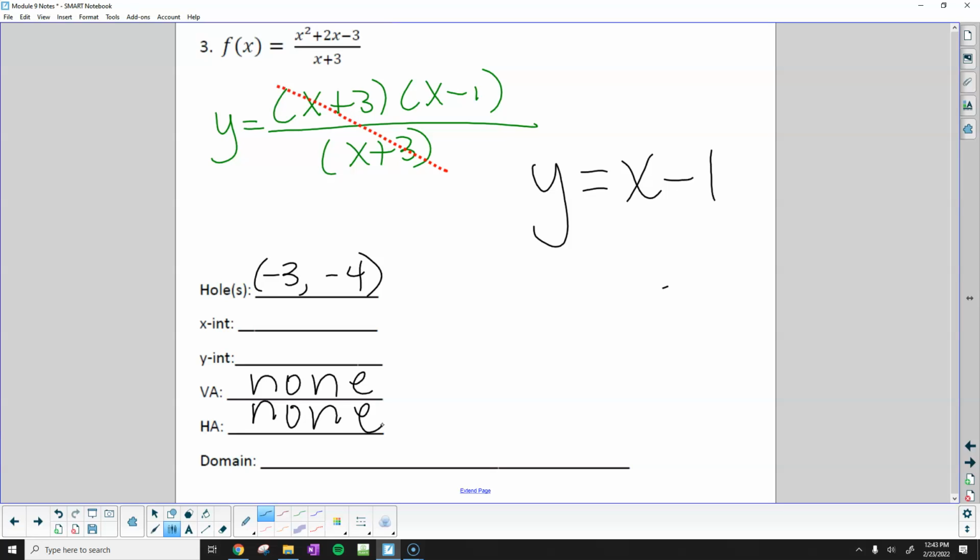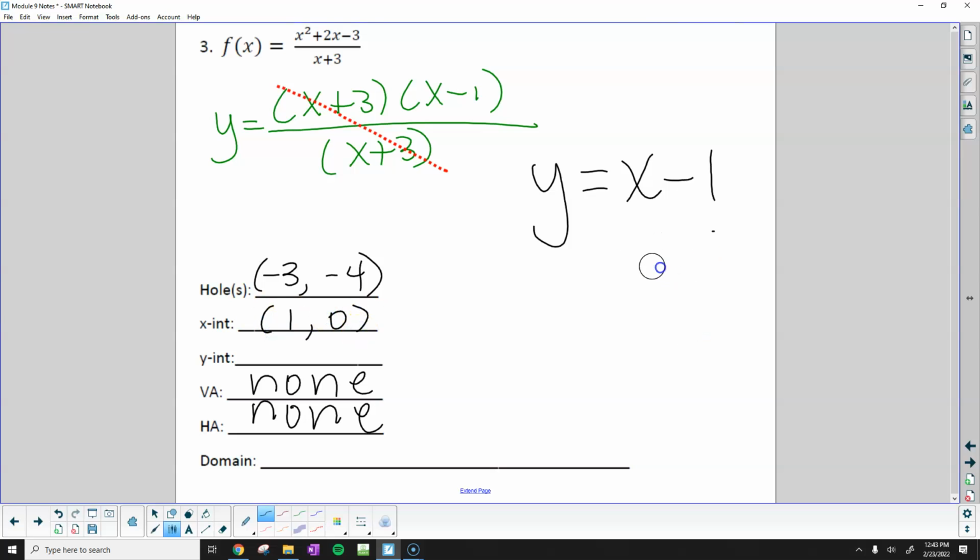All right, so next is the x-intercept. Guys, remember your x-intercept comes from the top. Technically, I can write this as a fraction. We can make it look like that. So we do have a top. That's where the x-intercepts come from. What would make this equal 0? What would x have to be? 1. So this is going to be 1, 0.